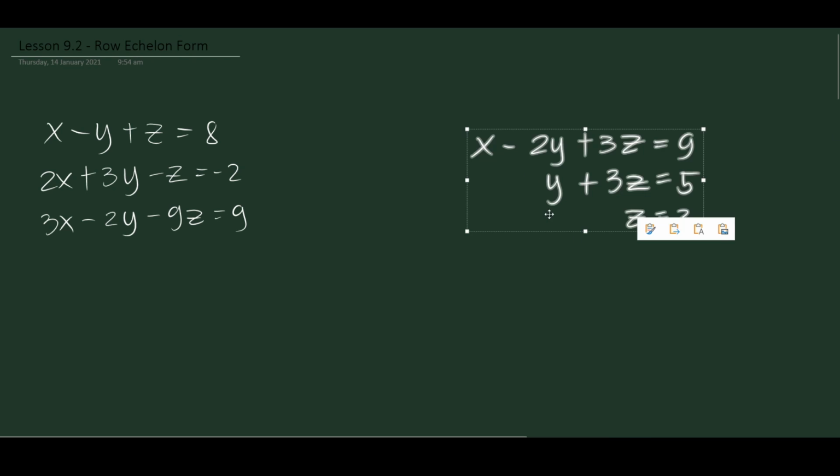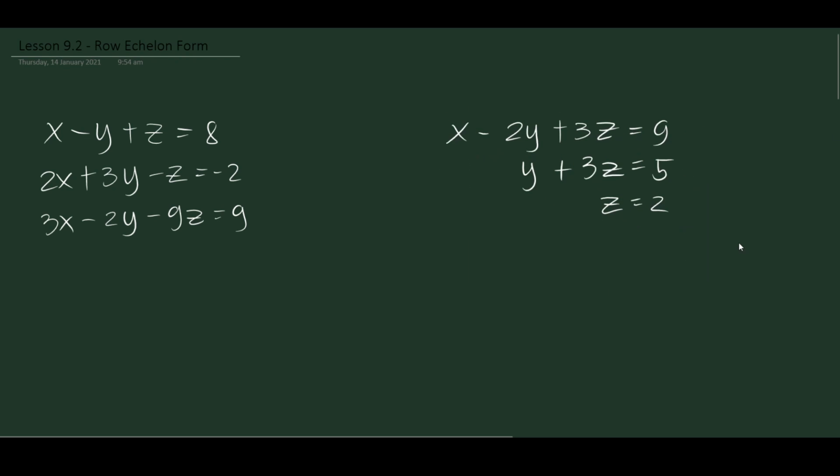So this is an example of a row echelon form. As you can see here, the first row has three variables, x, y, and z. The second one has two, y and z only, and the third one only has z. Now, as you can see here, there is a pattern. It looks like a stair step pattern, like an inverted staircase. That is not the only thing that characterizes a row echelon form.